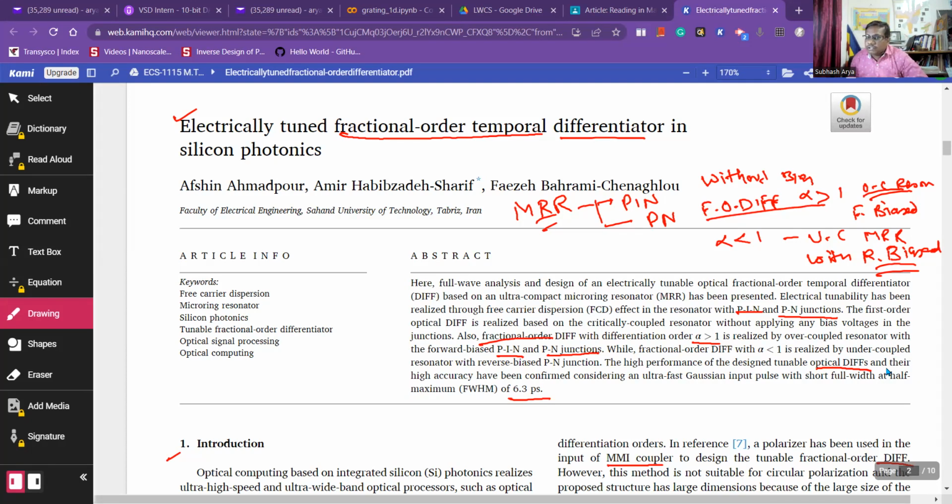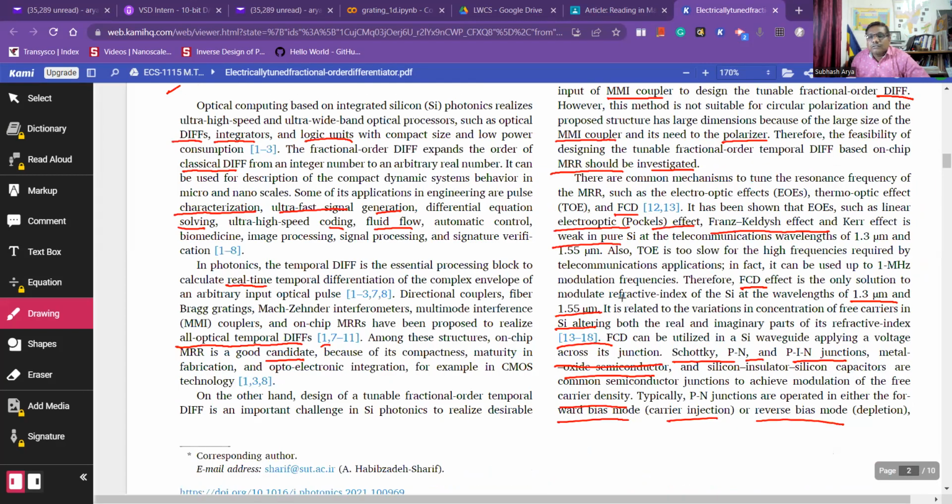So microring resonator based on PN and PIN, and in one case without bias, other one is forward bias, fractional order differentiator, alpha greater than 1, in which overcoupled resonator, and when alpha is less than 1, that is the undercoupled microring resonator, which is working in the reverse bias condition. So this is in brief what is called your abstract. So I hope this is understood.